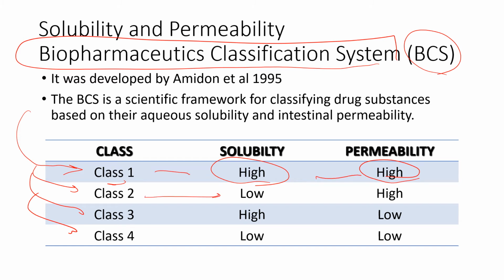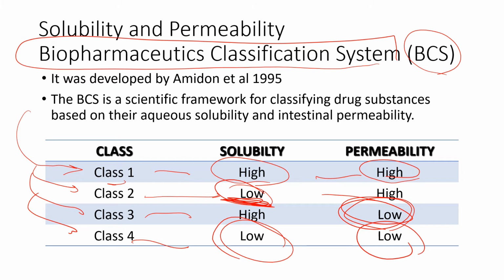Class 2 has a problem in solubility only; solubility is low. Class 3 drugs have a problem in permeability. Class 4 has problems in both solubility and permeability. So as a researcher, if you want to solve the problem of class 2 drugs, we need to make solubilization. But if the drug is class 3, we have to add something to increase permeability of the drug through the GIT membrane. Class 4 needs both to increase solubility and to increase permeability.